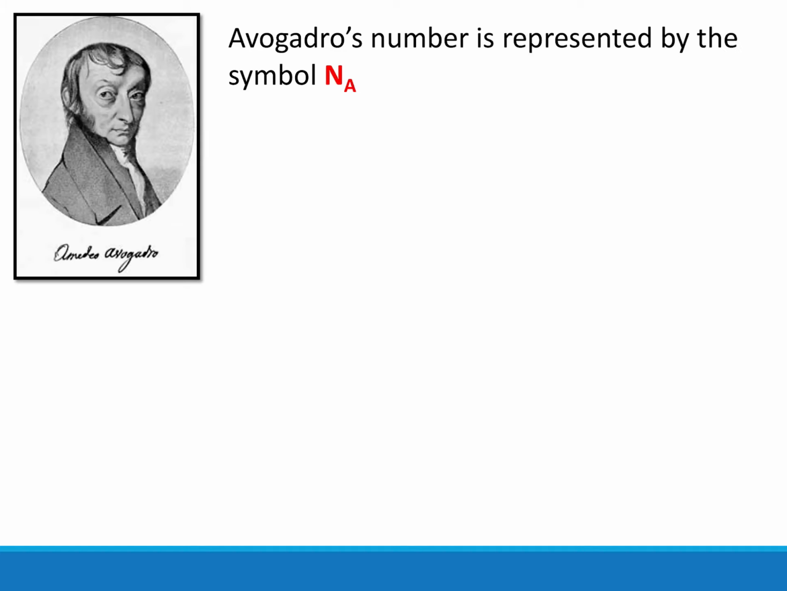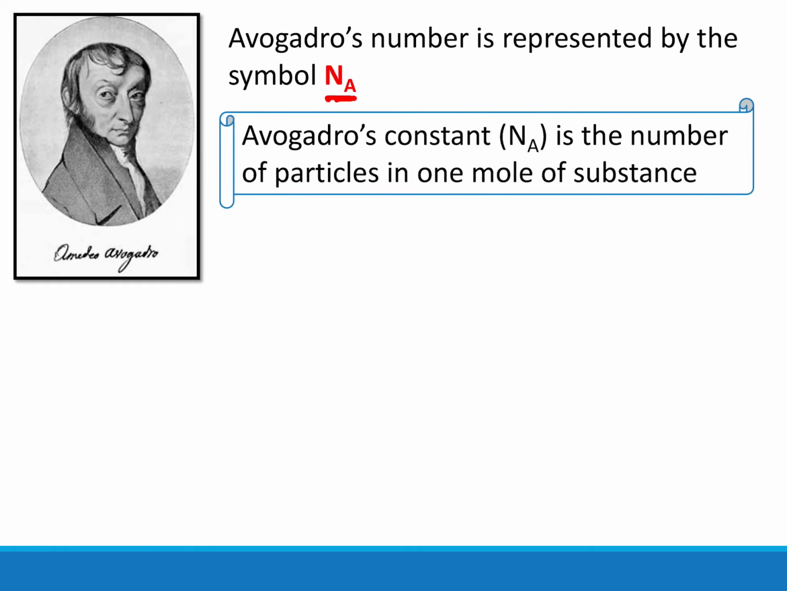So Avogadro's number is Na, N being number, A being Avogadro. Now, we define Avogadro's constant or Avogadro's number as the number of particles in 1 mole of a substance. So a mole is like a dozen. You know, if I talk about a dozen, that we have 12. If I have 3 dozen, you know it's 3 times 12.